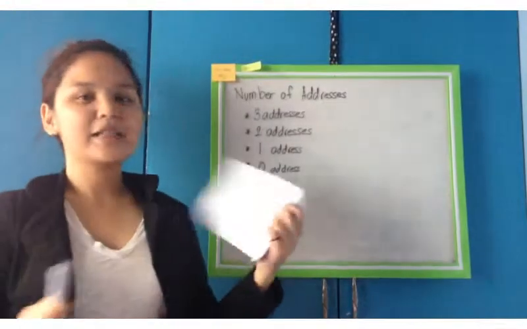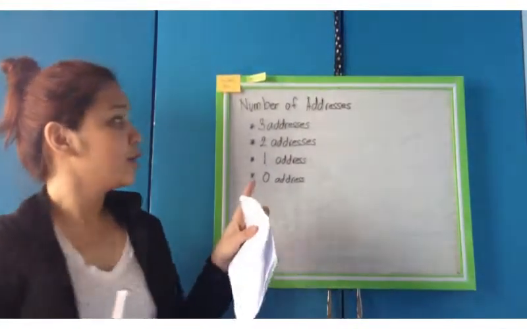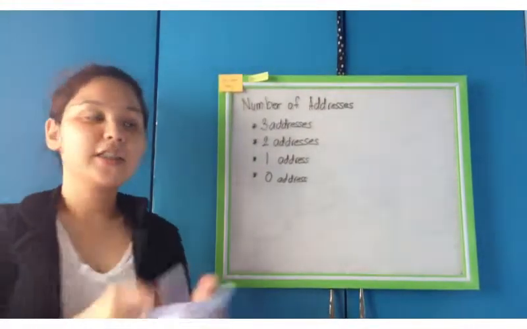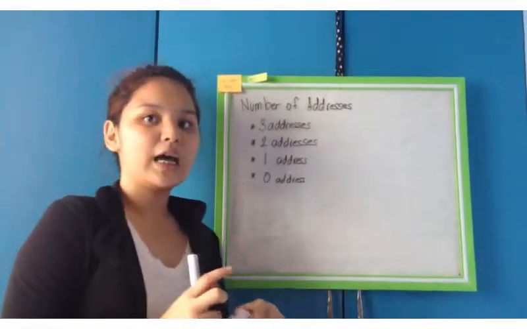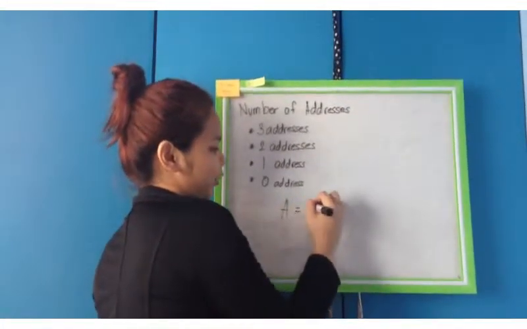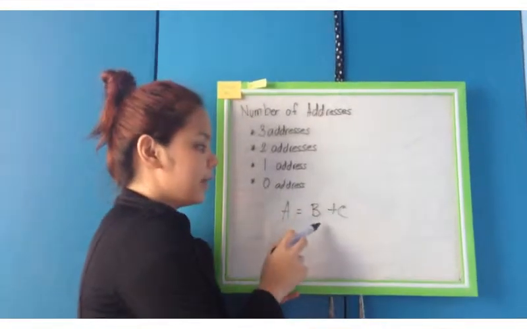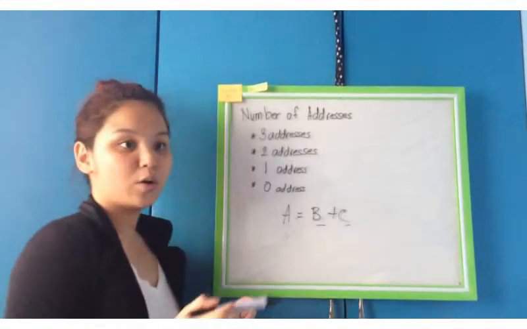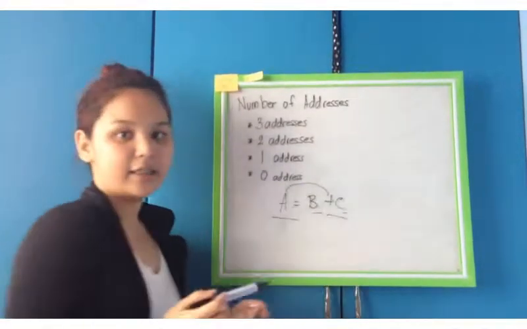So, dito naman tayo sa number of addresses. So, meron siyang 4 na klase. So, una, yung 3 addresses. So, sa 3 addresses, yung dalawang address, mag-serve siya as source, yung isa ay destination. So, example is A equal to B plus C. So, si B, saka si C, sila yung source mo. Then, pag pinag-add mo sila, papupunta siya sa destination na si A.